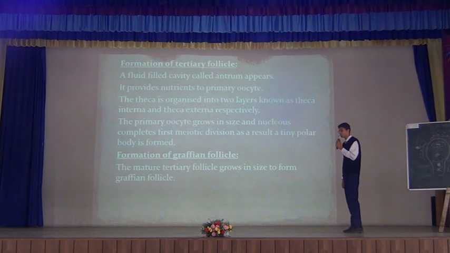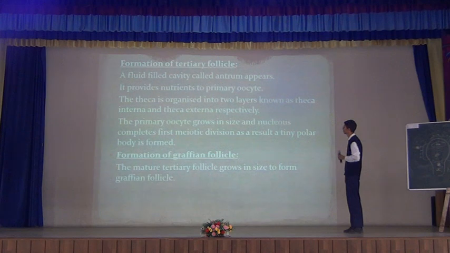Then is the formation of the tertiary follicle. A fluid-filled cavity known as the antrum emerges in the secondary follicle, which later divides the theca into two parts: theca externa and theca interna respectively. And then there is the formation of the mature Graafian follicle. In this, the nucleus size increases and it grows in size to form the Graafian follicle.